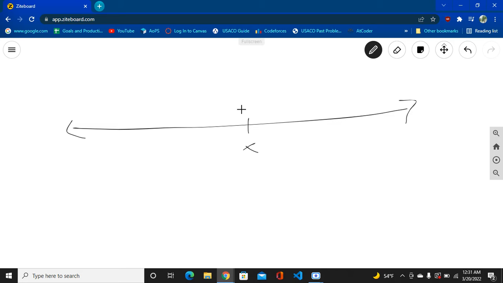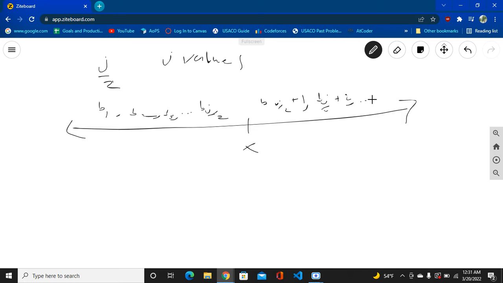So let's say we had J values in the video. If you had J values, we're going to have J over 2 in each half. So let's say we have B1 all the way to B(J over 2), and then we'll have B(J over 2 plus 1), B(J over 2 plus 2), all the way to BJ, right? So we have this, right?